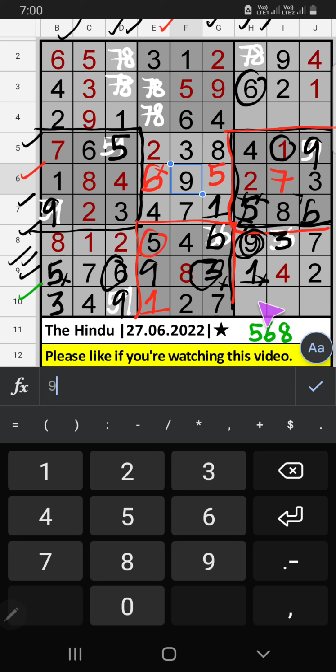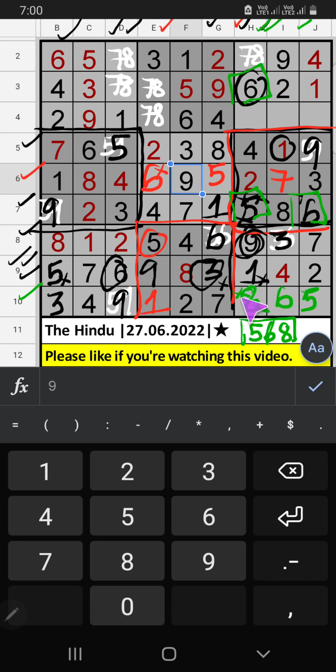10th row, 3 numbers are remaining, 5, 6, 8. Column J, column H, we have 6. So 6 can't come in these cells. Then 6 is confirmed here. Then only 2 numbers are remaining, 5 and 8. Column H, we already have 5. So 5 can't come in this cell. 5 is confirmed here. Then 8 is here.